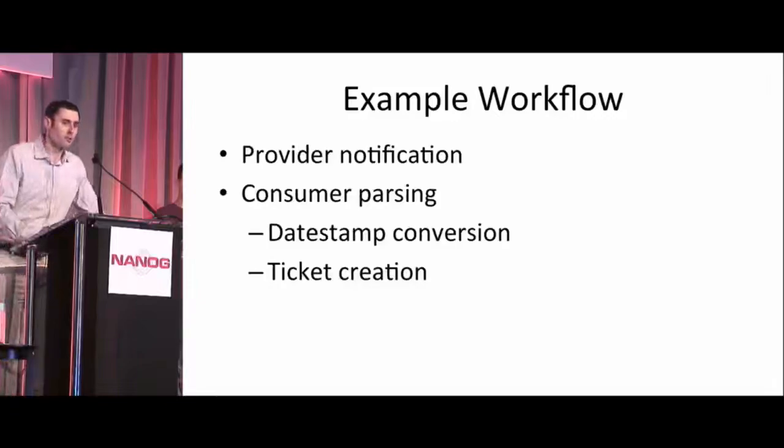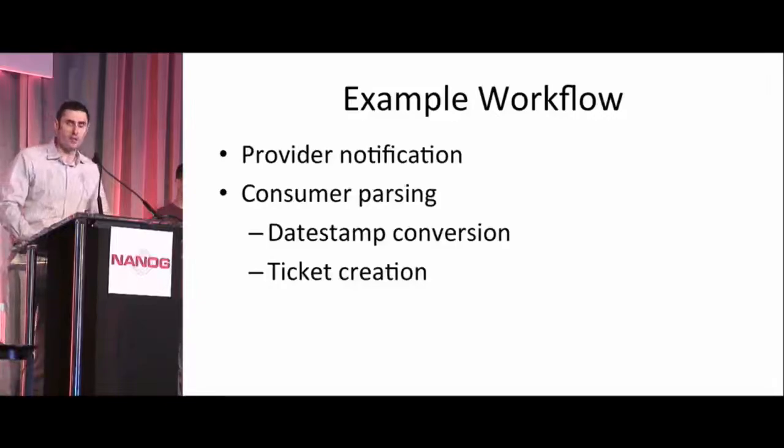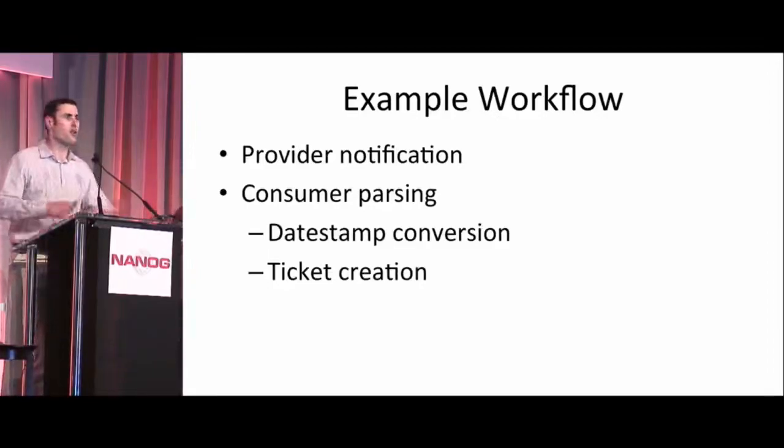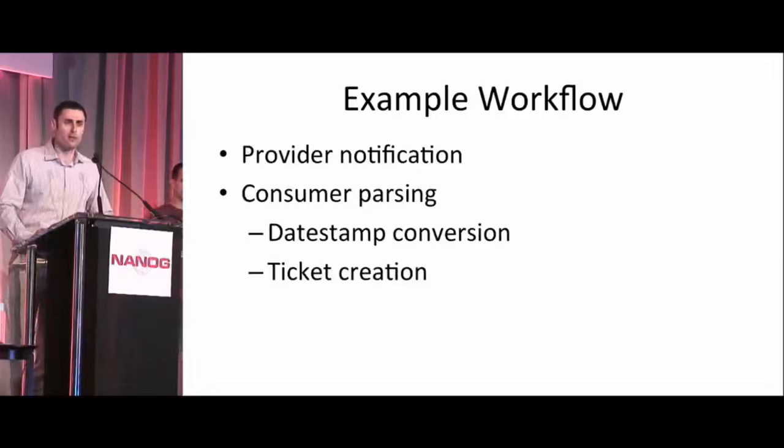So, example workflows. Francisco mentioned a circuit going out of service, for example. I think that's a great use case to think about. You could also apply this to BGP peering sessions or transit services, et cetera. But if you take the circuit case, you can think about a circuit going out of service at some point in time, the provider needing to notify customers for that. And then what would the workflow be for the consumer of that notification?